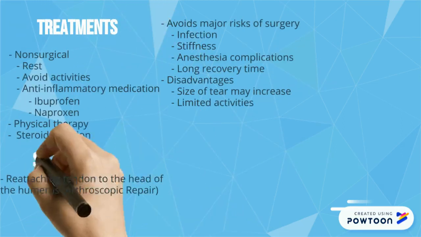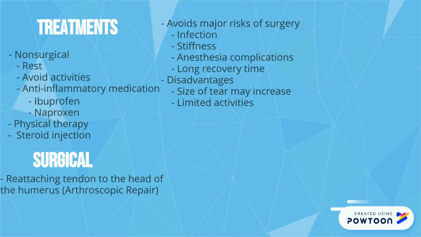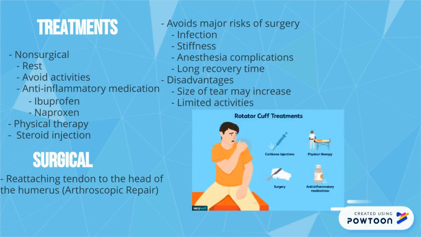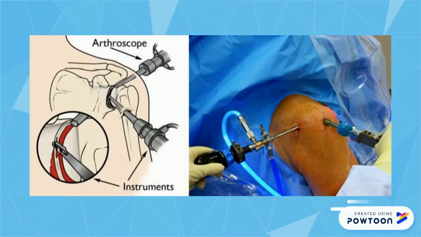Some non-surgical treatments are rest, avoiding activities, anti-inflammatory medication, physical therapy, and steroid injections. Arthroscopy is a surgical repair, which is reattaching the tendon to the head of the humerus. This picture shows what an arthroscopic repair surgery is, what is used, and what it looks like.